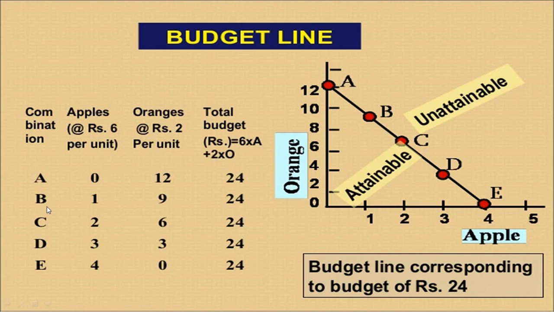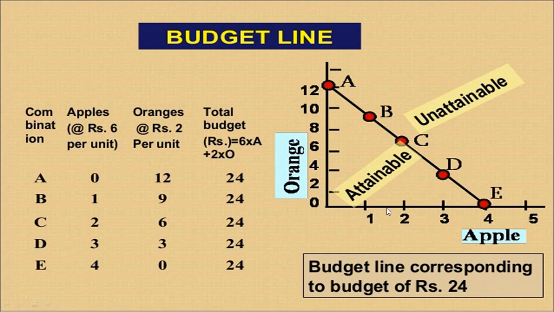Now, consider the combination B. The number of apples is 1 and the number of oranges is 9. 1 into 6, that means 6. 9 into 2, that means 18. If we add 18 plus 6, that means 24, which is again our budget. So in all of these combinations we can see that the consumer has to purchase the two goods in such a way that it fulfills our budget or lies within the budget, but it should not exceed the budget.